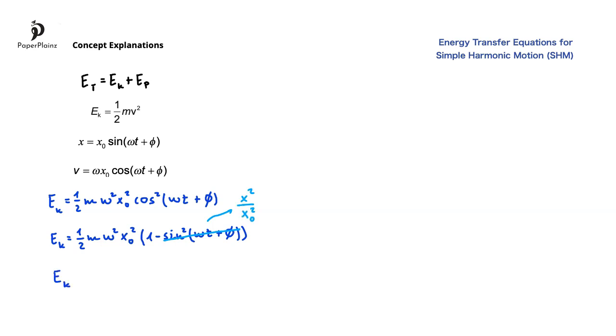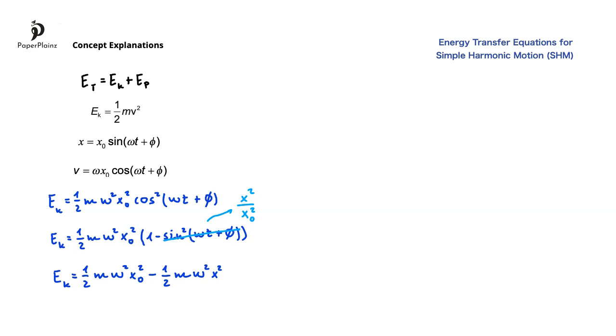If we now expand the parentheses, for the first term we have 1/2 m times omega squared x0 squared times 1, so simply 1/2 m omega squared x0 squared, minus 1/2 m omega squared x0 squared multiplied by x squared over x0 squared. Here, cancelling x0 squared gives us minus 1/2 m omega squared x squared. So this is our expression for kinetic energy in simple harmonic motion, where m is mass, omega is angular frequency, x0 is amplitude, and x is displacement.